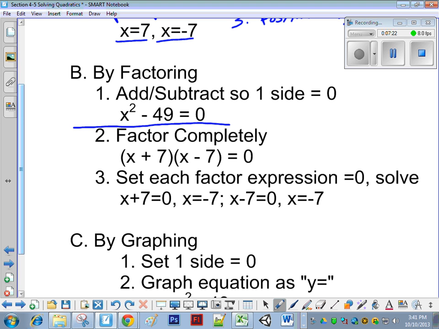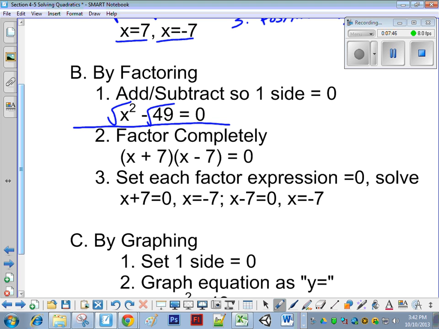Now this type, there's a number of ways of doing it. I like to do this using difference of squares. I'll find the square root of x squared, which is x, the square root of 49, which is 7. So I know it's going to be x plus 7 as one factor, and x minus 7 as the other. That's factoring it completely. Nothing else can be taken out.